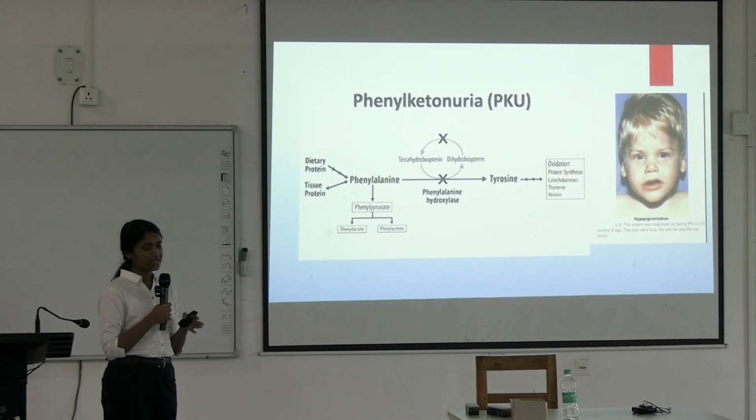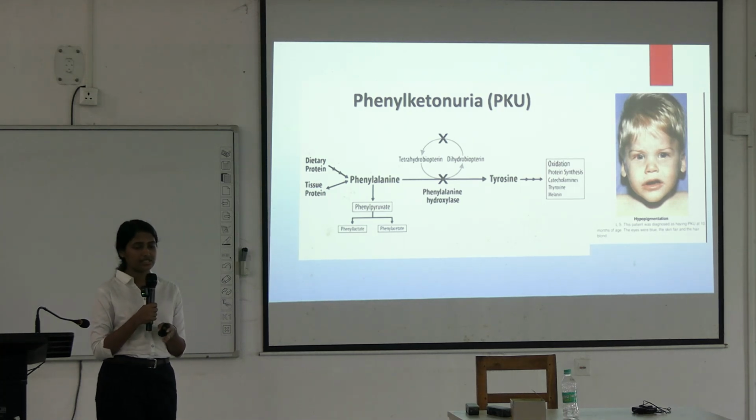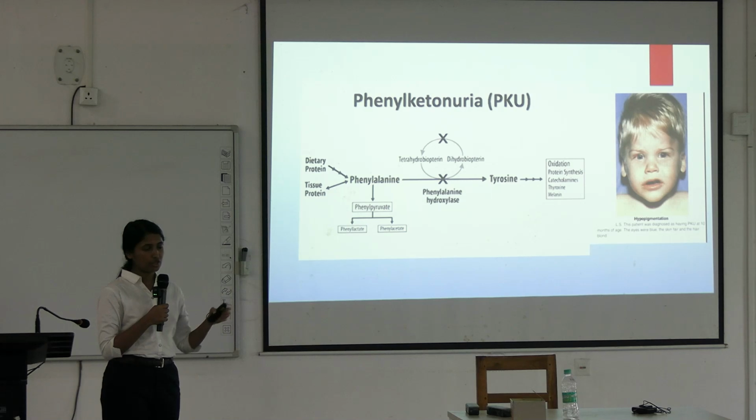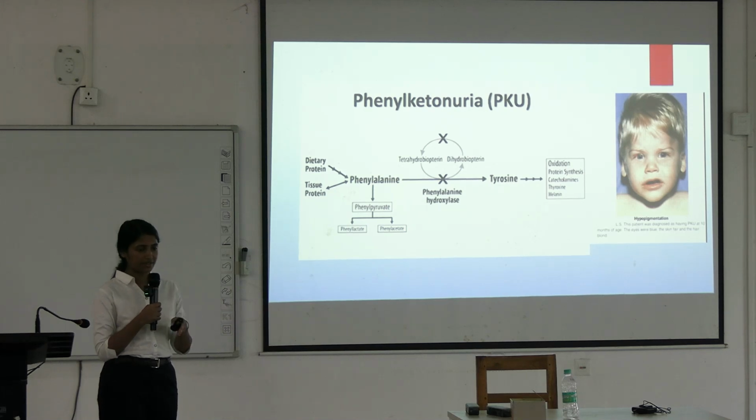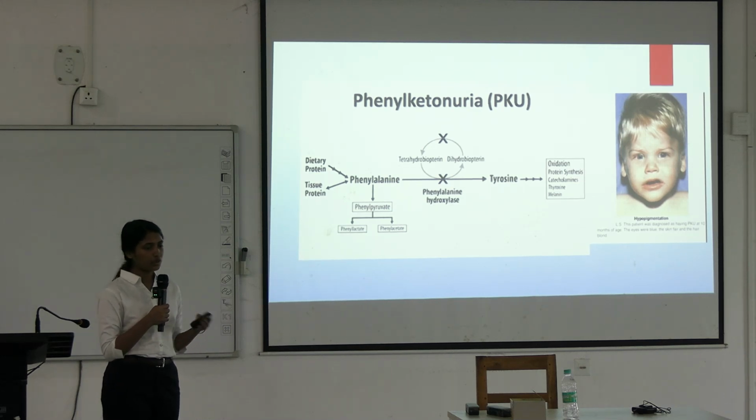Hypopigmentation is caused as there is an absence of the enzyme phenylalanine hydroxylase. So, the conversion of phenylalanine to tyrosine is hampered, and tyrosine is responsible for melanin production. So, the melanin production is also lowered, due to which the patient shows hypopigmentation like blue eyes, light hair color, light skin color.